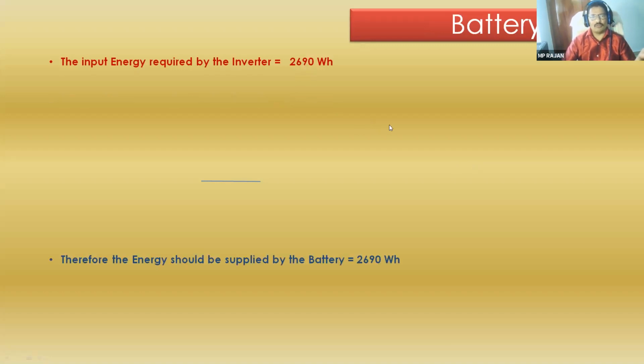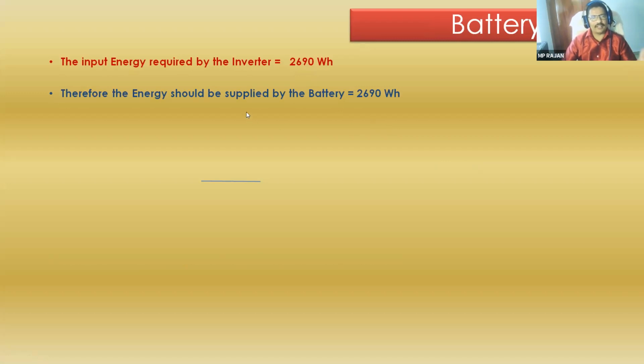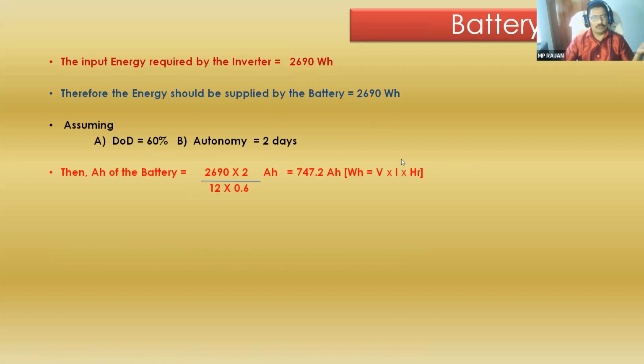Now we will go for the battery sizing. For battery sizing, already we have calculated inverter input is 2690 watt hour. So your battery should be able to supply 2690 watt hours to the inverter. But regarding the battery, something we have to consider: DOD, already expressed as 60%. You can go only for 60%. Autonomy 2 days. If you are assuming 2 days autonomy and DOD, then we have to do a calculation.